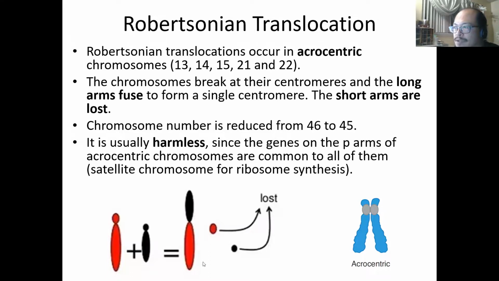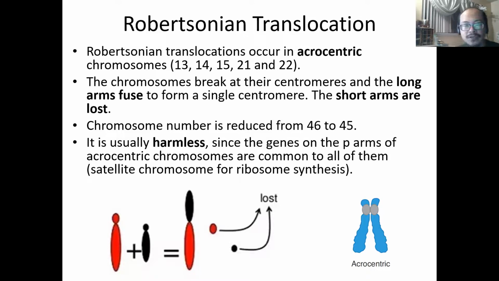You still have those important genes from chromosomes 13, 14, 15, 21, 22 at the large arm. The short arms are the ones that are used to produce the ribosome. So you lose two, that's still okay because you still have the other three. With this translocation, you reduce the amount of chromosomes. You basically merge two together to become one, so your chromosome number will change from 46 to 45. So that's that.